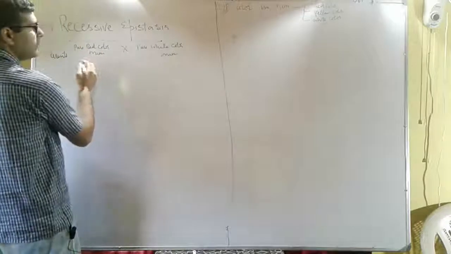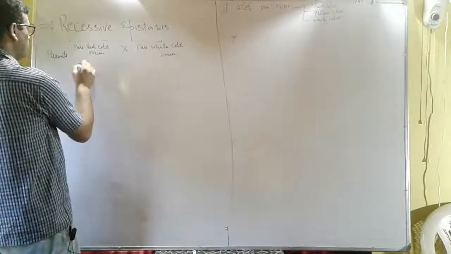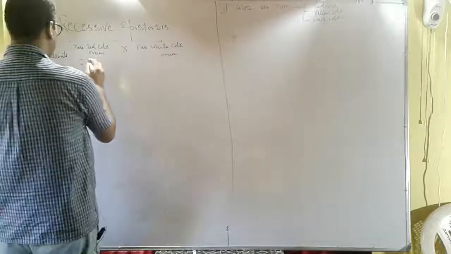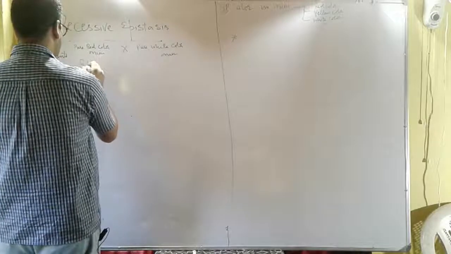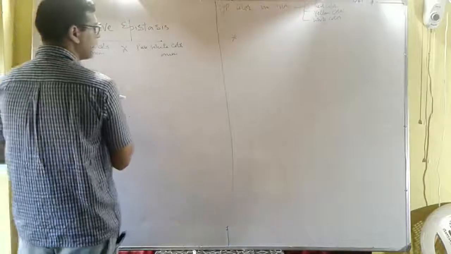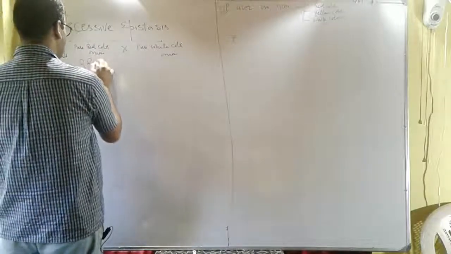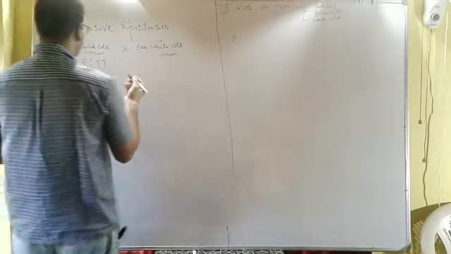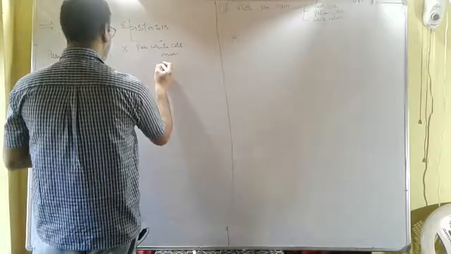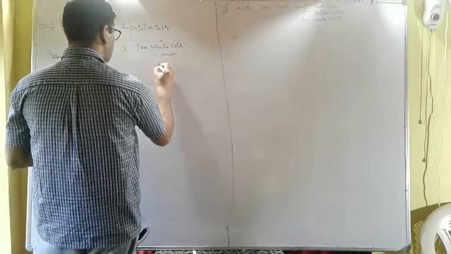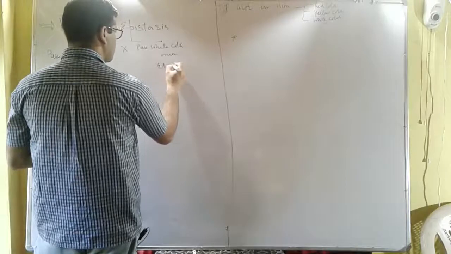So we have capital R, we have red color onion, that is capital R, capital R, capital I, capital I. And this is small r, small r, small i, small i.